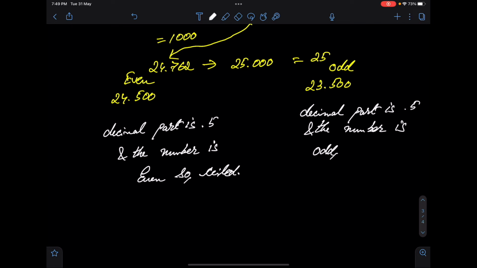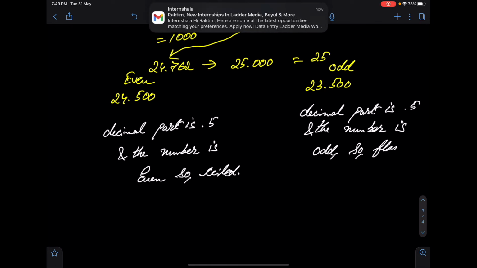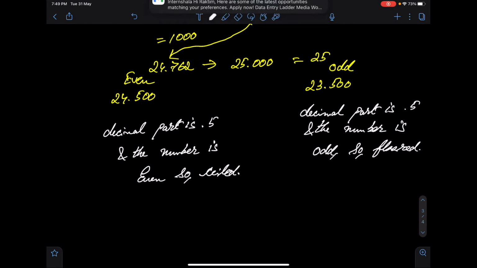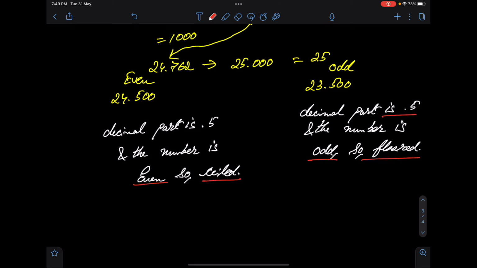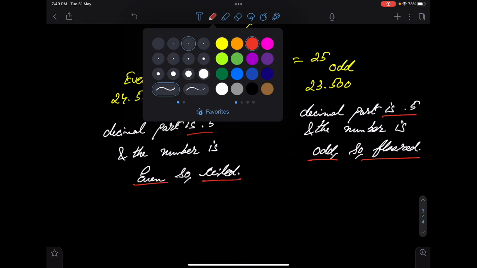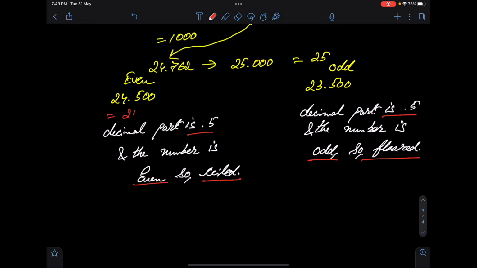Got it? Let's just underline the crucial part. Decimal part is 0.5 and the number is odd, so flowed. They're even, so sealed, and it's 0.5. So what will we get? 24.5 will be written as 25 and 23.5 flowed, so 23 remains 23.